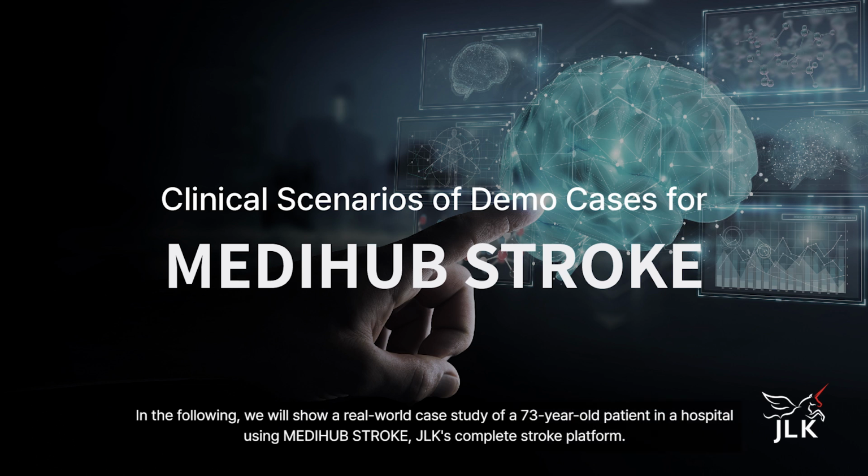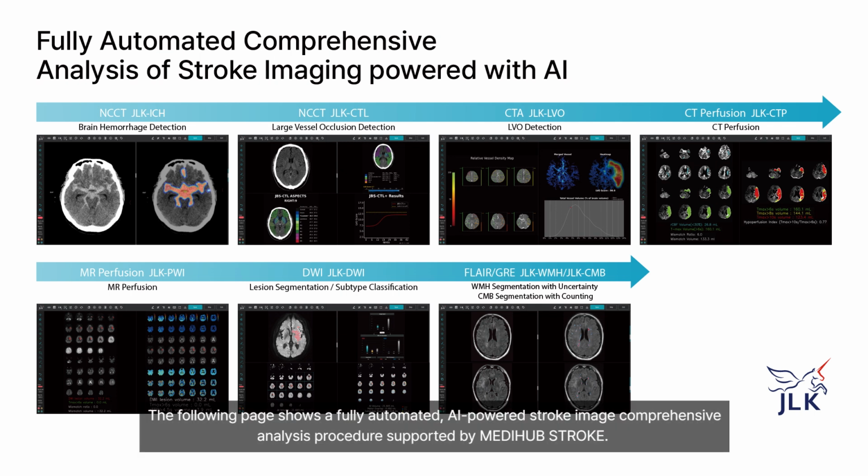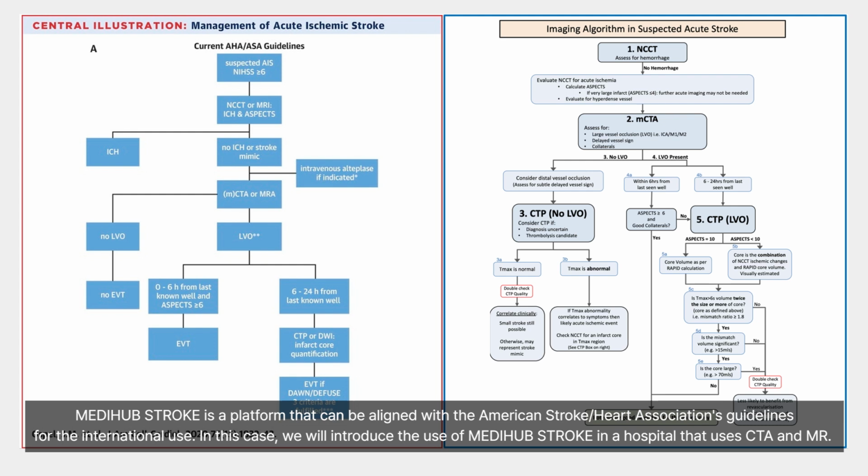In the following, we will show a real-world case study of a 73-year-old patient in a hospital using MEDIHUB Stroke, JLK's complete stroke platform. The following page shows a fully automated, AI-powered comprehensive stroke image analysis procedure, supported by MEDIHUB Stroke. MEDIHUB Stroke is a platform that can be aligned with the American Stroke Heart Association's guidelines for international use. In this case, we will introduce the use of MEDIHUB Stroke in a hospital that uses CT and MR.